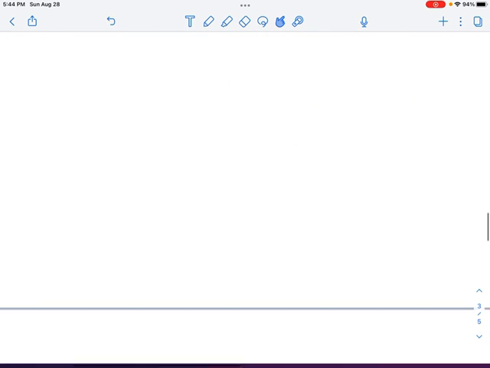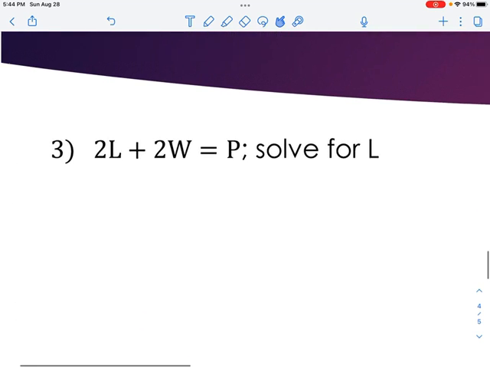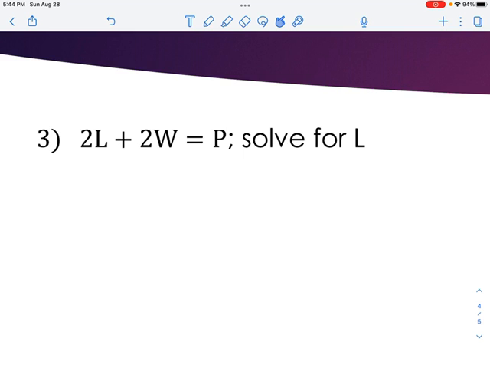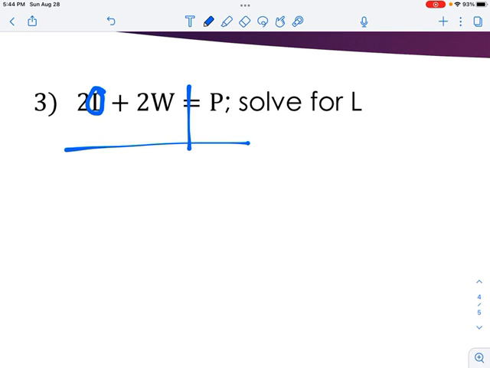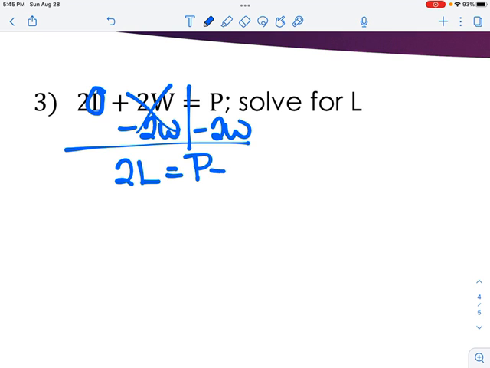Okay, let's move on to number 3 here. So on number 3, we are going to solve this equation for L. By the way, this is the perimeter equation of a rectangle. So we want to solve this for L here. So the first thing we have to get rid of is the 2w. So I'm going to minus 2w from both sides. And then that would leave me with 2L equals P minus 2W.